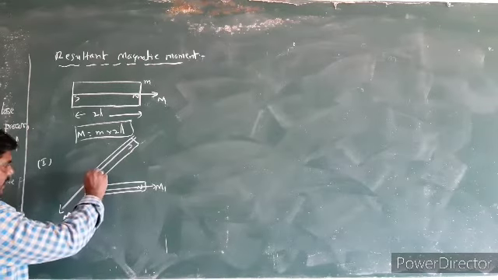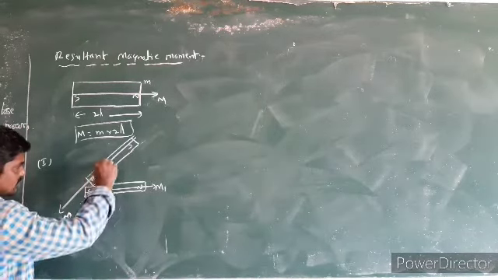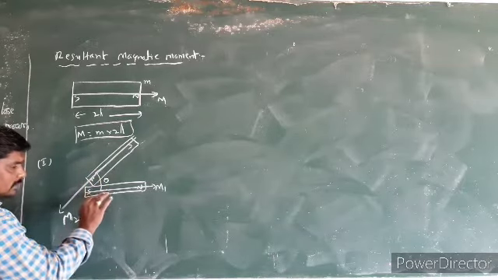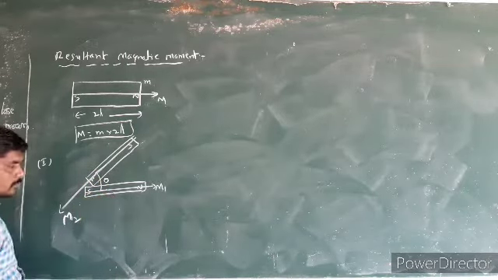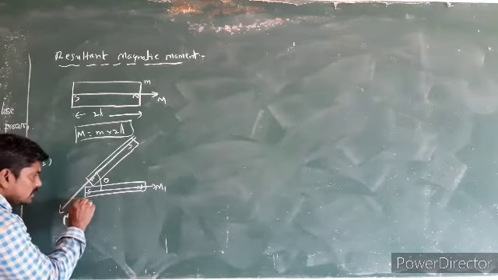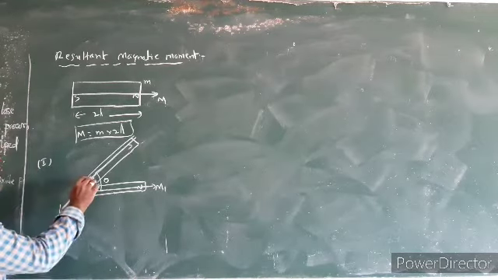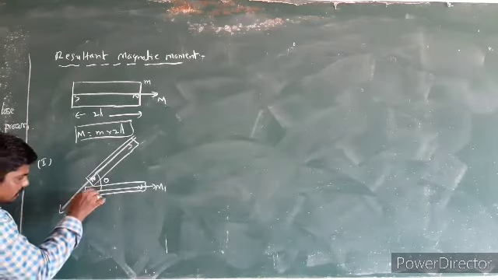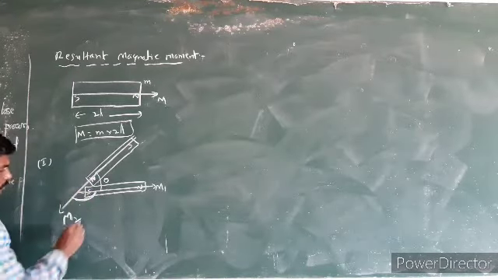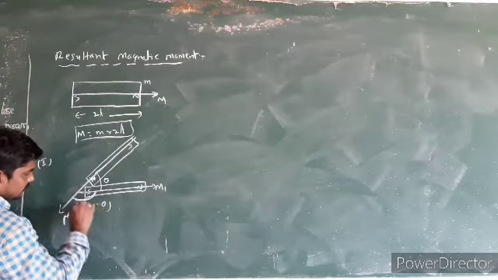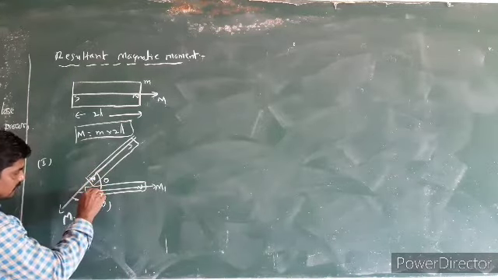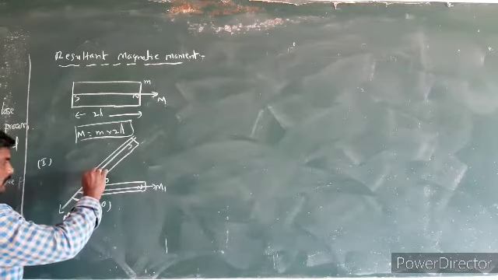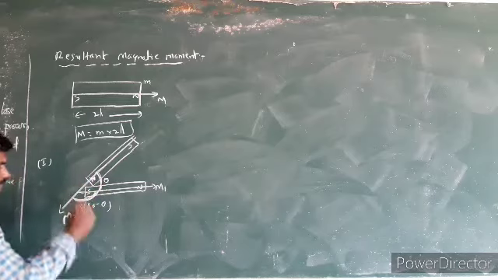Now, the angle between the axes of the two bar magnets, axis means this line, is theta. Here, theta is the angle between the axes only, not the angle between M1 and M2. But what is the angle between M1 and M2? This is the angle between M1 and M2. When unlike poles are in contact, we have to consider the angle between the magnetic moments. Now, what is this? It is 180 minus theta. This is theta, the remaining is 180 minus theta, since the angle on a straight line is 180 degrees.